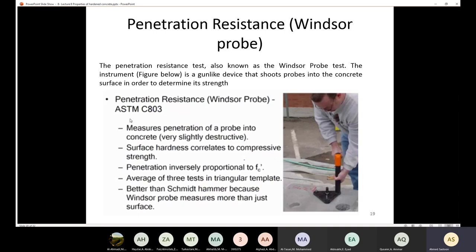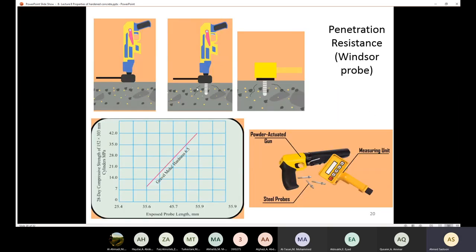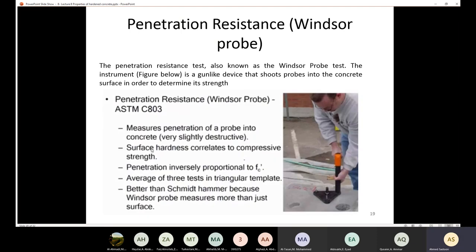So this device is going to measure the penetration of a probe into concrete. And this one, like you can see, is slightly destructive. The surface hardness is correlated to the compressive strength, again.